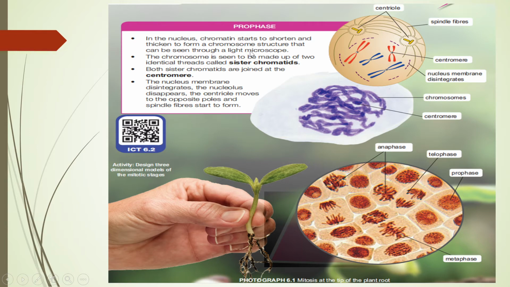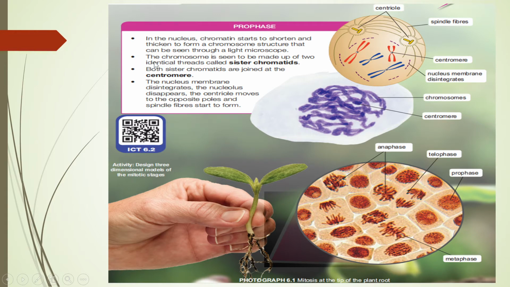So that means when the cells are not dividing, you cannot see the chromosome under the light microscope. So if you can see the chromosome under the light microscope, you know that the cell is now undergoing cell division or mitosis. Okay, it is in prophase.